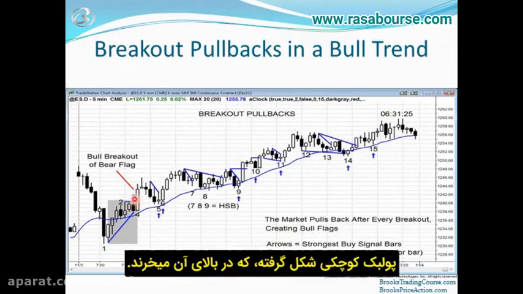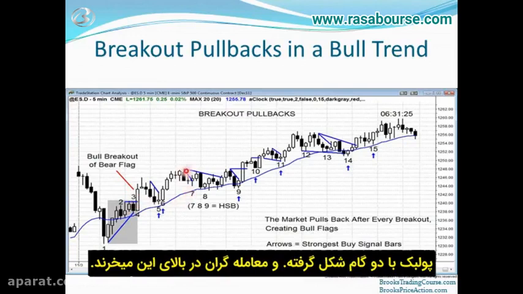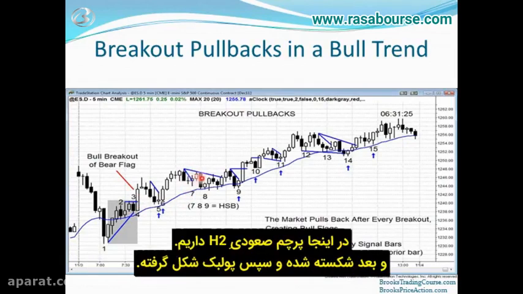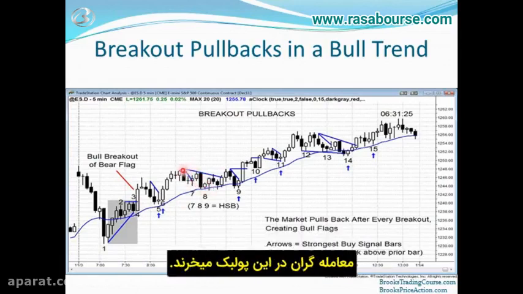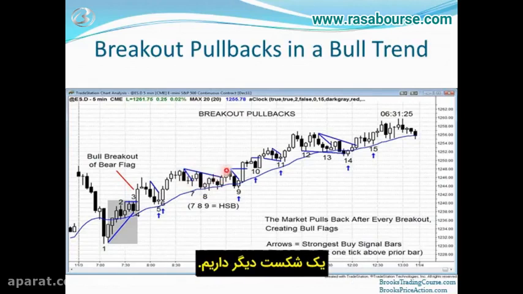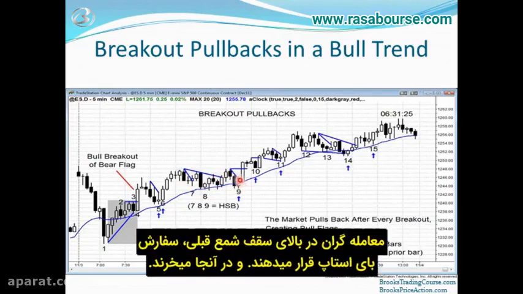Small pullback, traders will buy above it. A two-legged pullback, traders will buy above this. So here we have a high 2 bull flag, we have a breakout from it, and we have a pullback. Traders will buy this pullback. We have another breakout. Traders will place buy stops above the high of the prior bar and buy there.